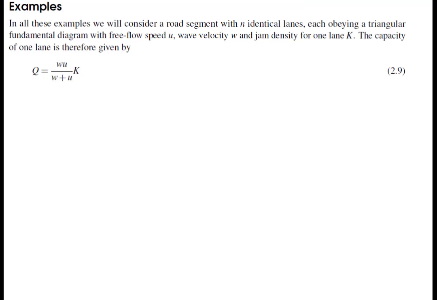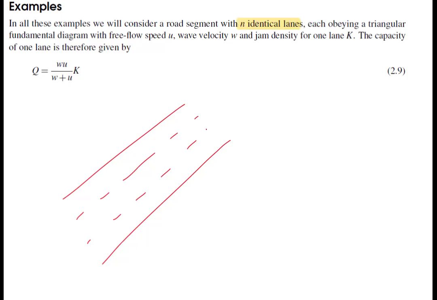So now we're going to do a bunch of examples. In all these examples, we're going to have a multi-lane freeway, with n lanes, n identical lanes. They all obey a triangular diagram to make things simple, defined by the usual free flow speed U, wave speed W, and density for one lane, kappa. The capacity would therefore be given by this formula, but it's the same nomenclature we've been using so far.